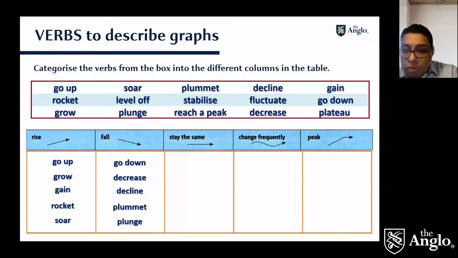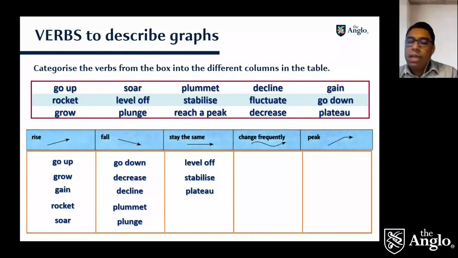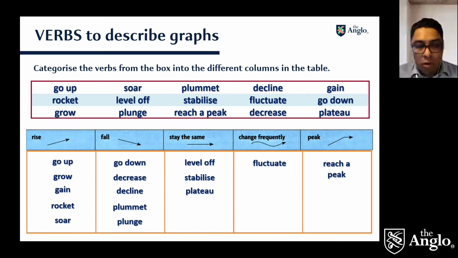So stay the same, somebody wrote in there. Yes, level off, which is stabilize, or plateau. Normally with the verb that we'll check in a moment, reach. Normally you reach a plateau or it plateaus, which is to have this moment in which nothing changes or nothing seems to change. Then to change frequently, to fluctuate, and obviously to reach, or I'm going to put it in the chat, to reach or also to hit a peak as well. So reach a peak or hit a peak.